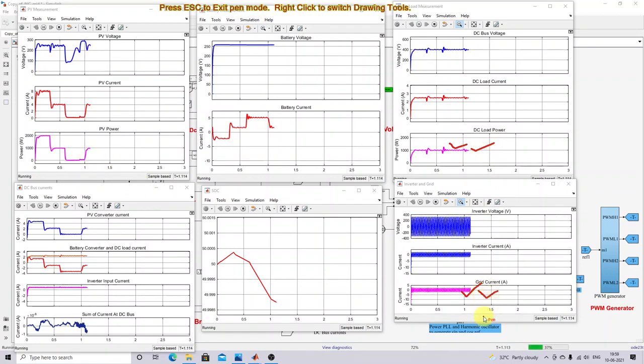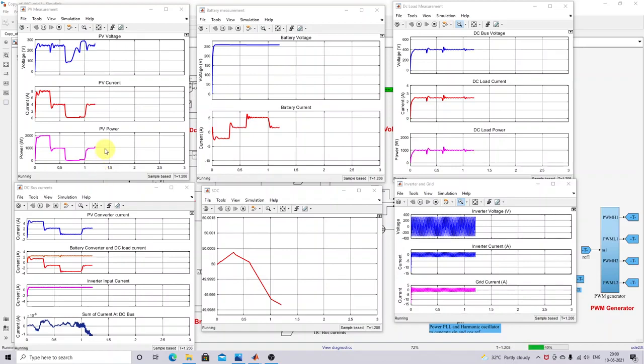Okay, during this condition. So next we see another condition, that means irradiation changes from 500 to 1000 watts per meter square. So what will happen to the system? Now you can see that after 1.2 seconds, the irradiation changes from 500 to 1000 watts per meter square.